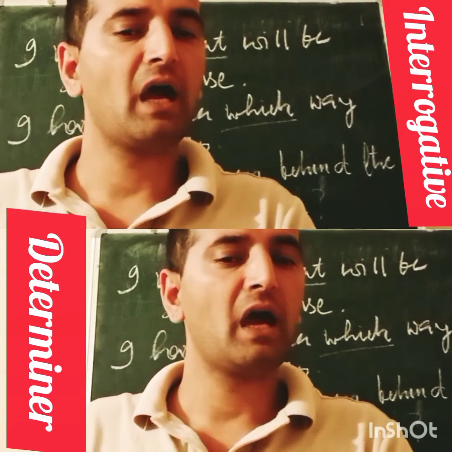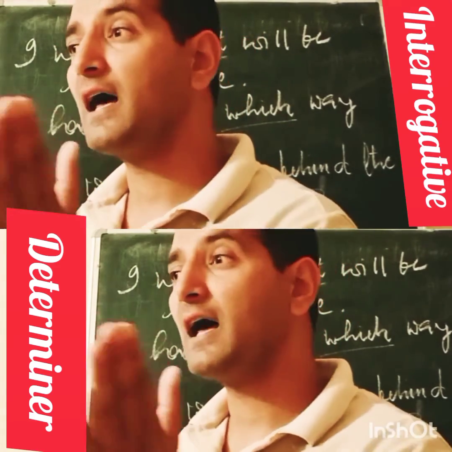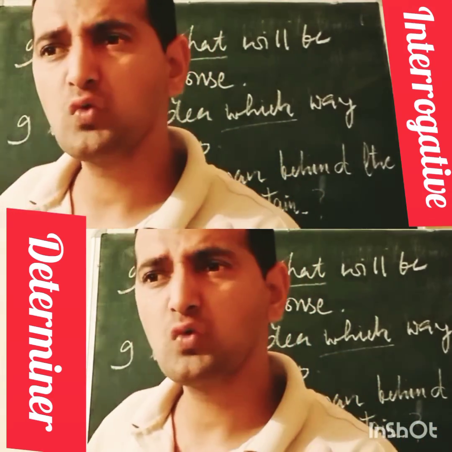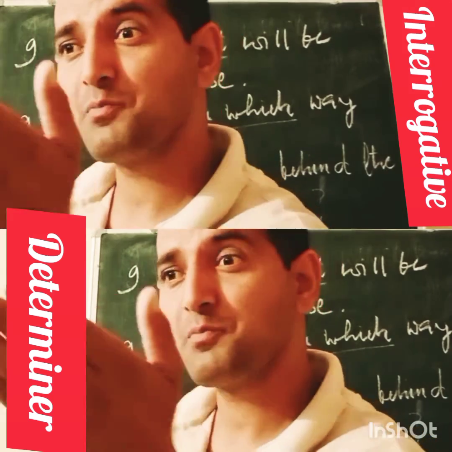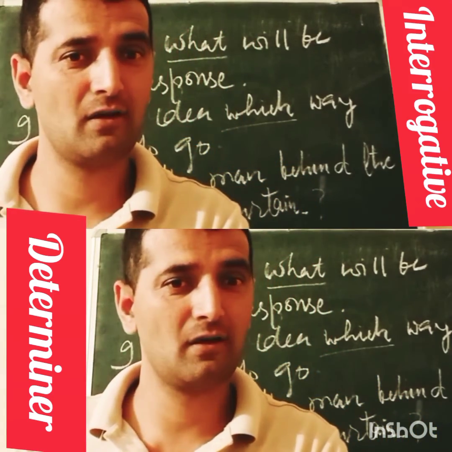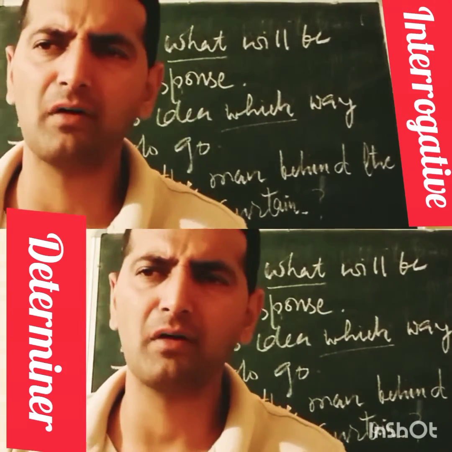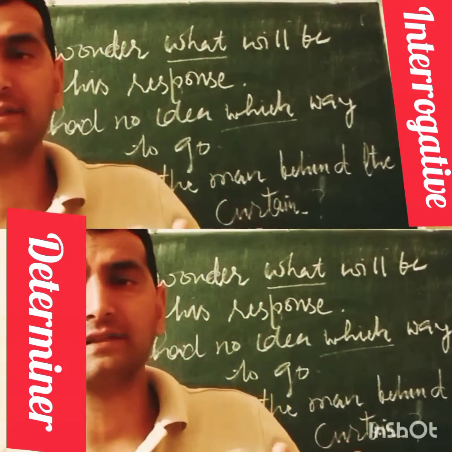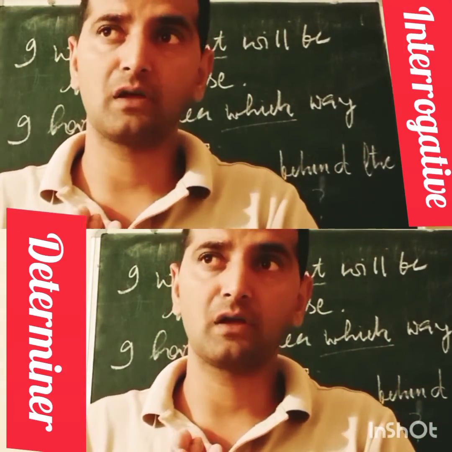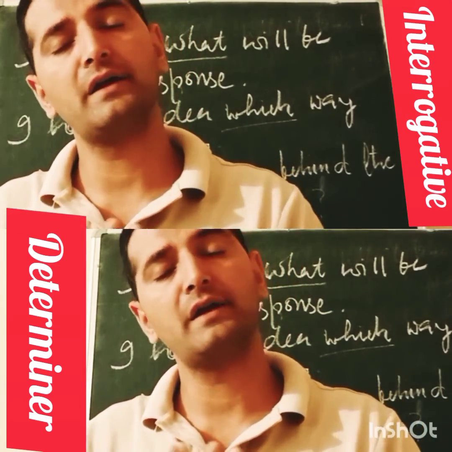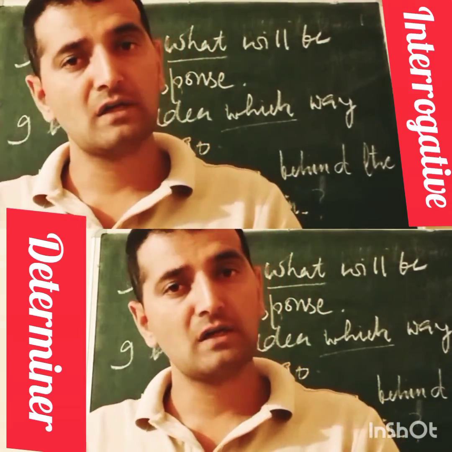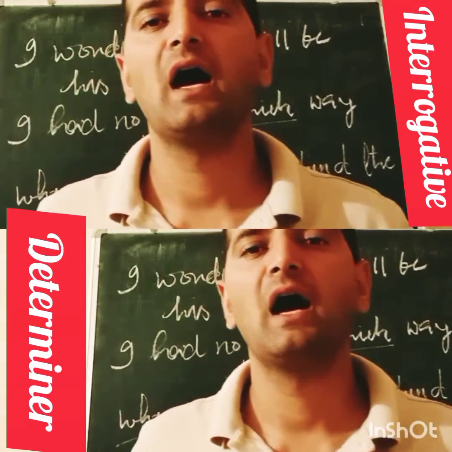Whose glasses are these? Whose car has been parked there? Whose car is this? These are some of the examples. It is pretty clear that these are the kind of determiners with which we raise questions about a noun. That's it. That was something about your interrogative determiner. See you soon in the next video.